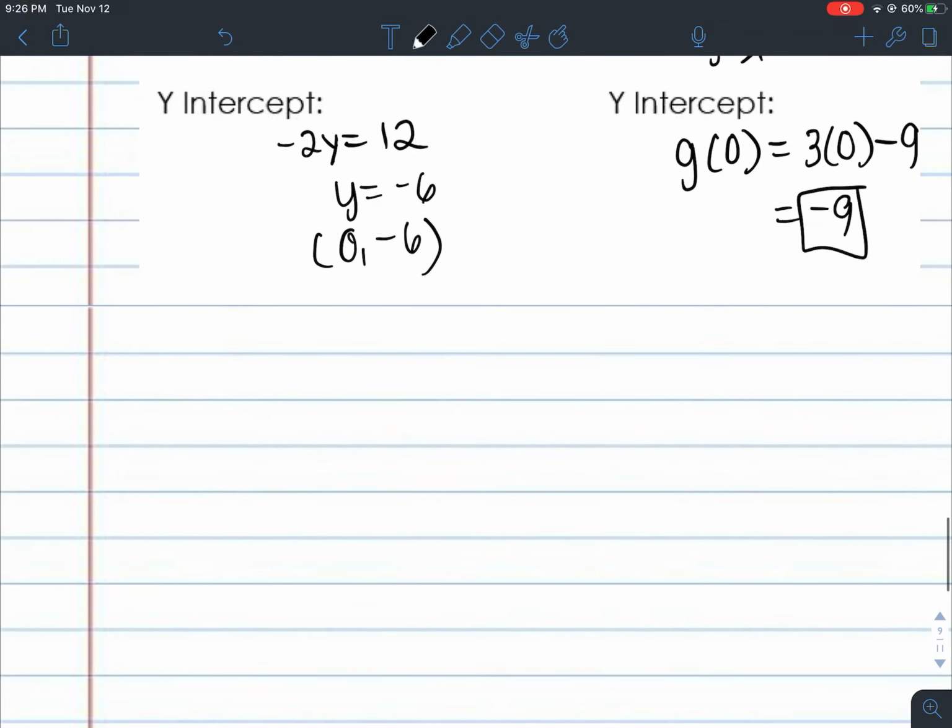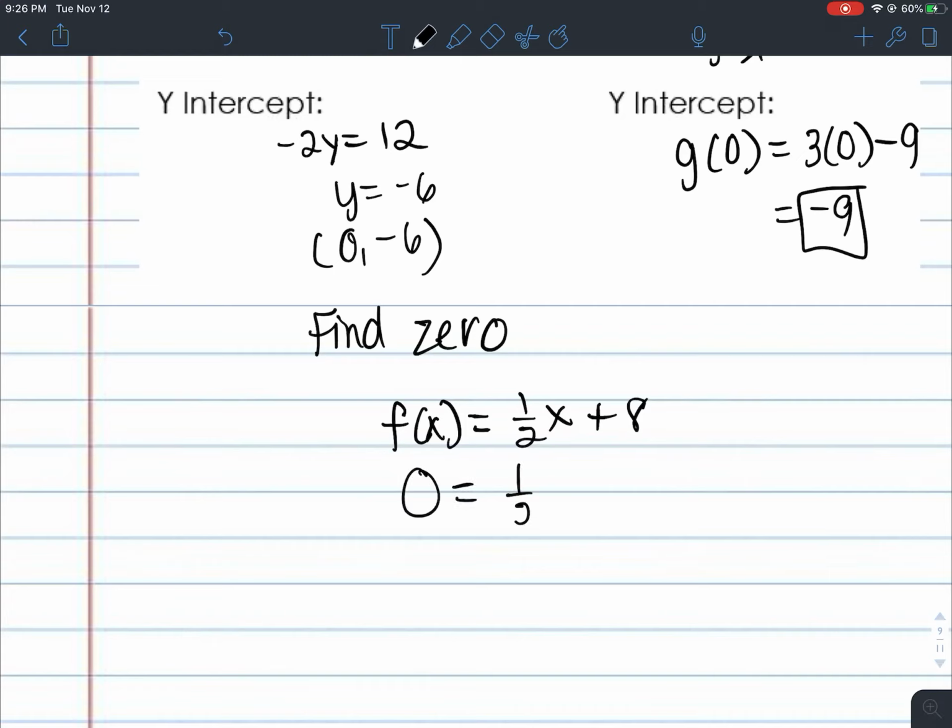The last part that we talked about in class was find the 0 if you're given a function, and I just made this one up. It was something along the lines of this. On your math-based homework, you'll have a couple problems like this, so you just want to take the f of x out, plug in the 0, and then solve. So that'd be negative 8 equals 1/2 x, multiply by the reciprocal, and you get negative 16.